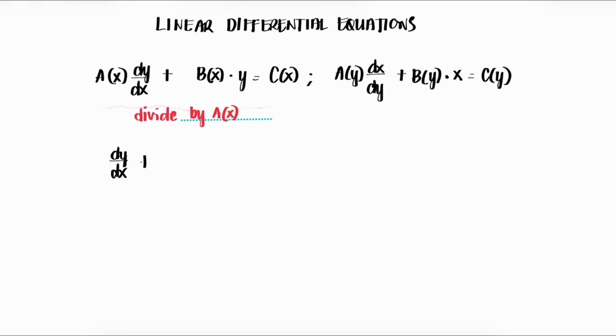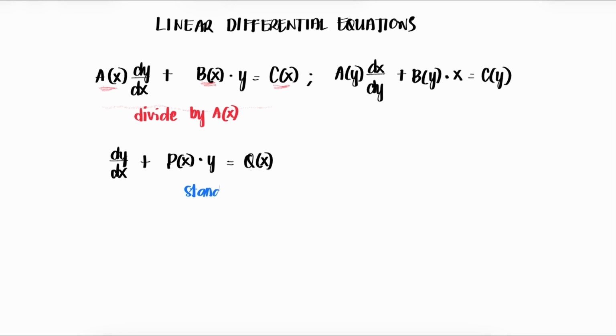So when we divide this equation by a of x, we are going to get dy/dx plus p of x times y equals q of x. So this p of x right here is b of x divided by a of x, and this q of x on the other side of the equation is c of x divided by a of x. So this equation right here now is our standard form of the linear equation. Again, this is the standard form.